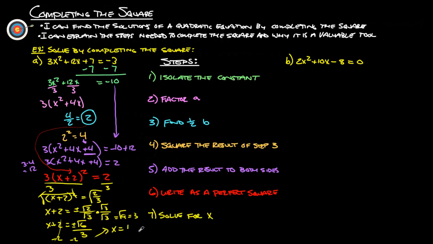Oh, actually, remember this negative 2 is going to go in front. So we do negative 2 plus or minus root 6 over 3. And that is our answer. Oops, I wrote through the answer. Okay, and that is our solution for this one.